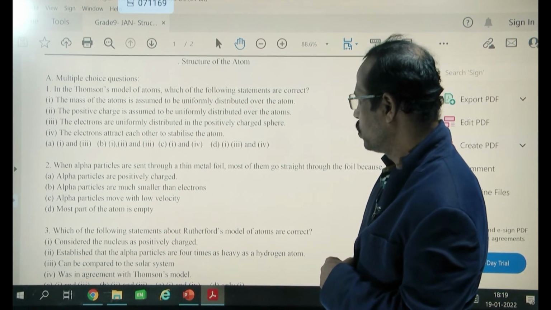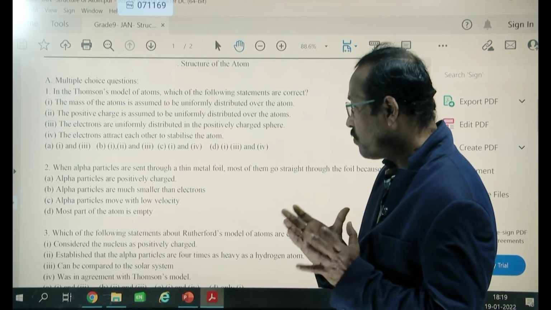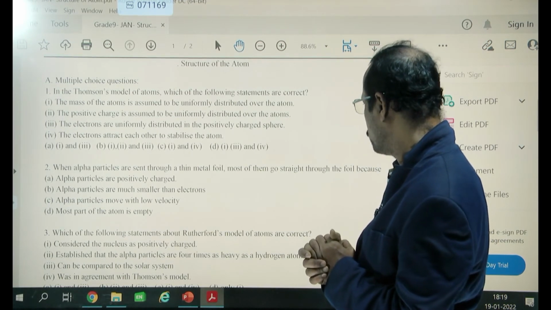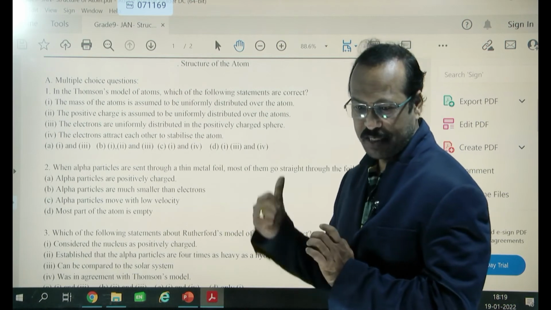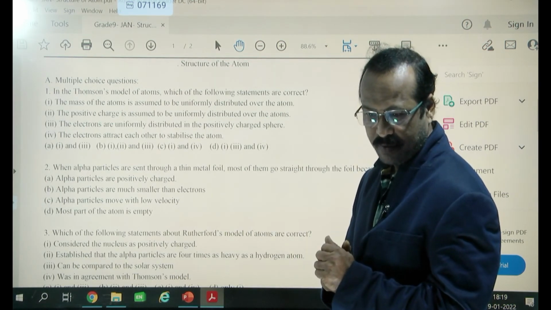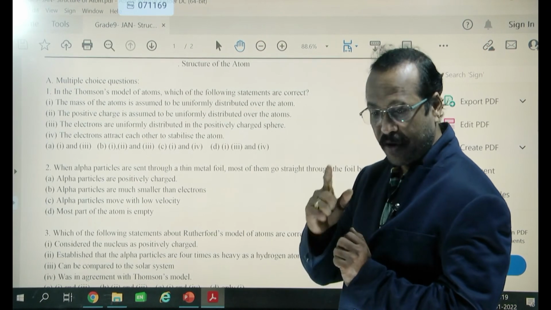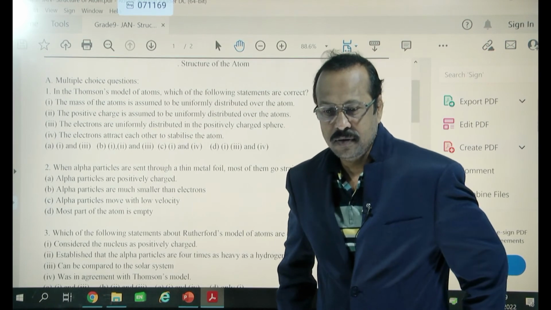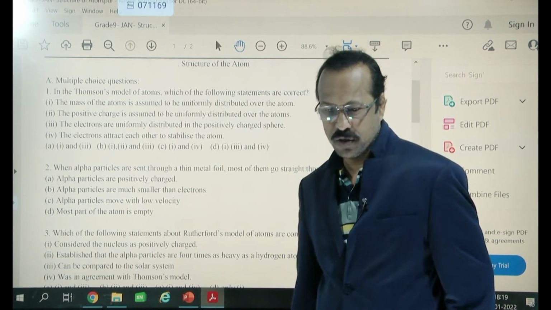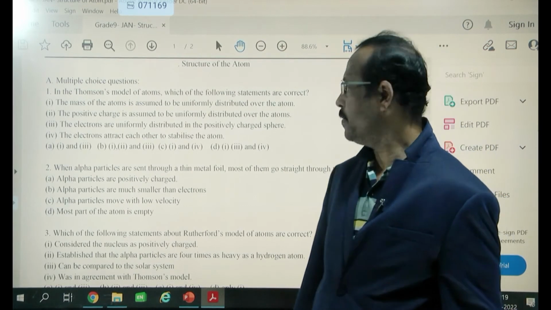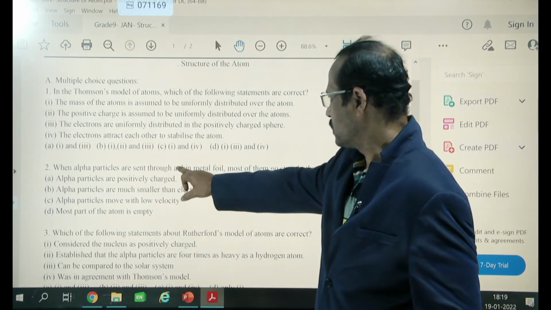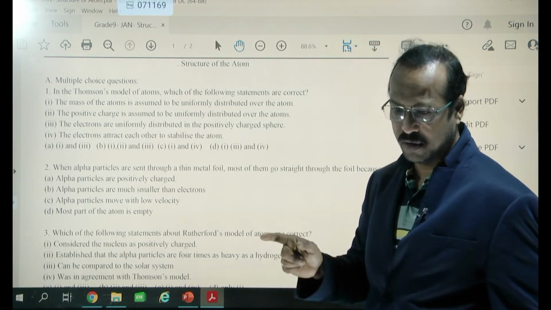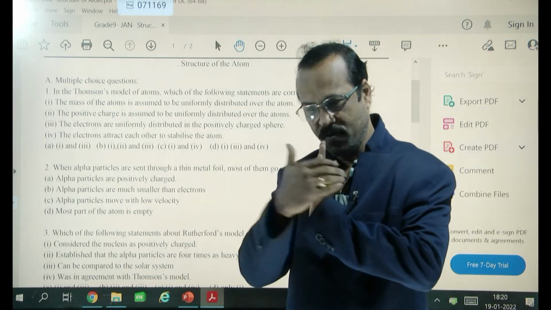Right. Now go to the second question. When alpha particles are sent through the thin metal foil, most of them go straight through the foil. Which experiment is that? Who conducted this experiment? Rutherford, very good. So in the Rutherford alpha ray scattering experiment, most of the alpha particles penetrated through the foil.